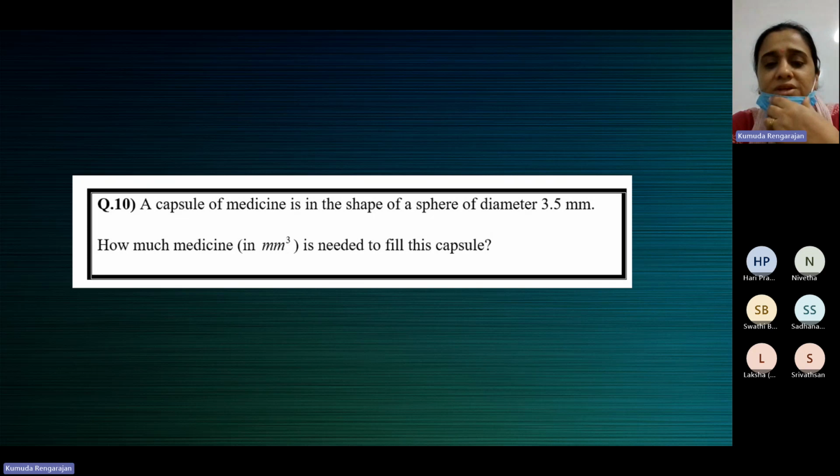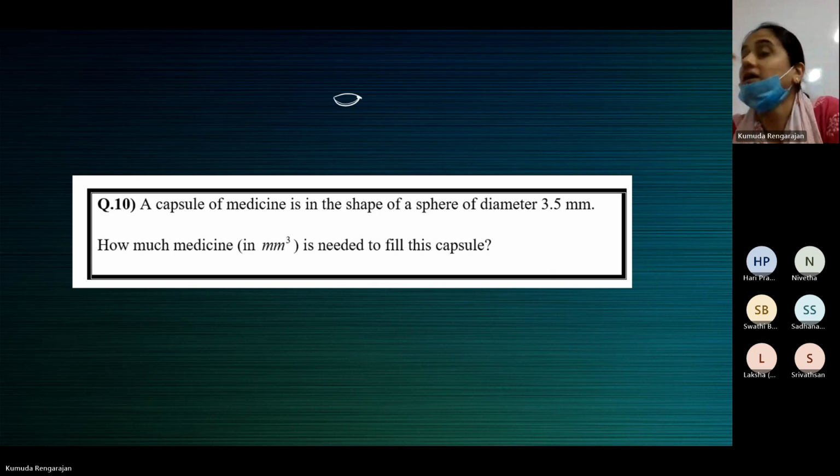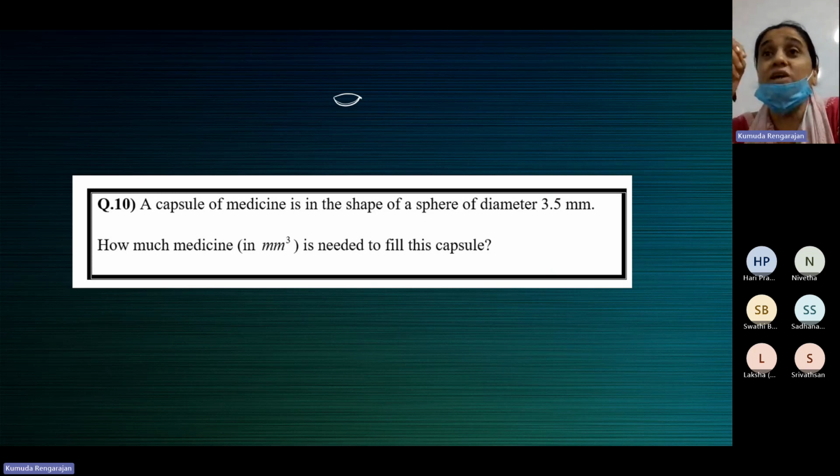So how much medicine is needed to fill this capsule? You understand capsules, right? It's not a tablet. Not tablet. Capsule. Generally, how are capsules filled with liquid? I'm very bad at that. Maybe like this, something like a pillow. Capsules which are filled with liquid.